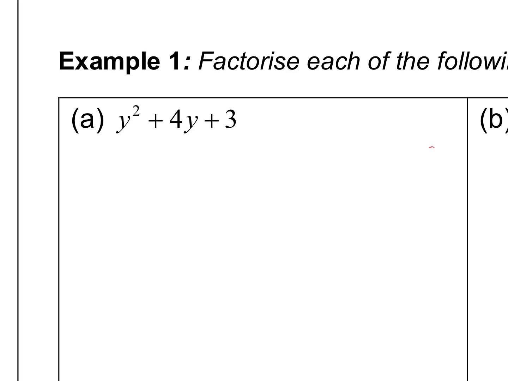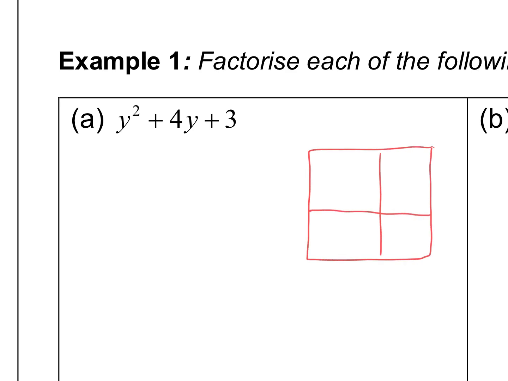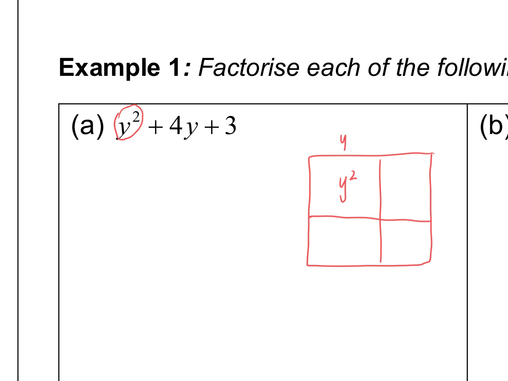Okay, those who like the area model, listen up. You divide it this way. First number you put here. So this is y by y. Okay? The 3 goes here. So this is 3 by 1. So that you get 3, right?